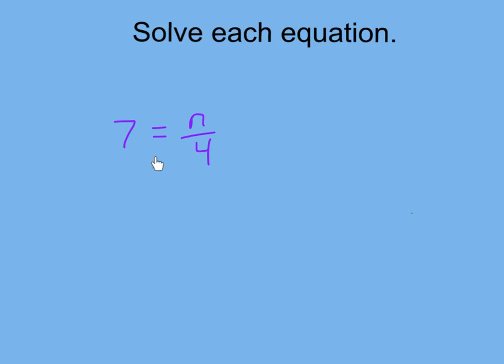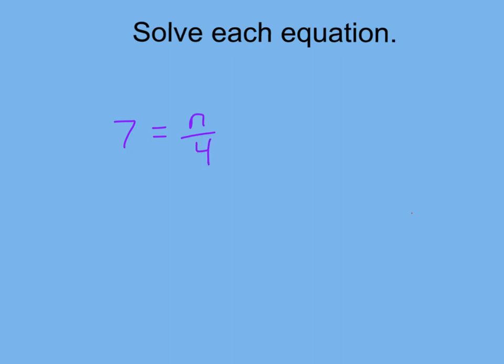Okay, so here I have another equation where I'm saying 7 is equal to some number over 4. Now remember, this fraction line means divided by. So it's saying some number divided by 4. Now in your head you might be able to solve this one, and maybe not, but either way you're going to show your work. Let me show you how we do that. So our goal, remember, is to figure out what this n is. So we want to get this n on this side all by itself. So we want to be able to get rid of or cancel out this divided by 4.